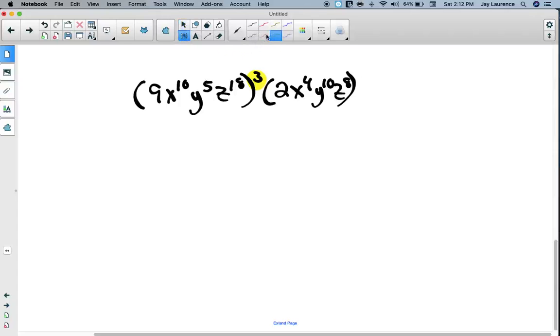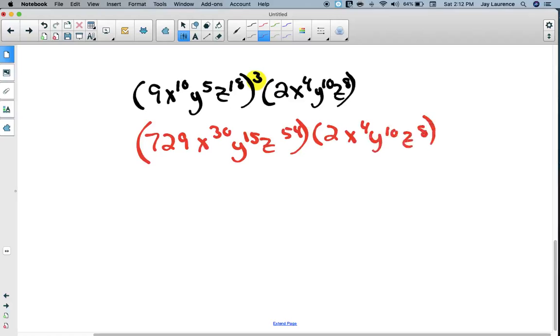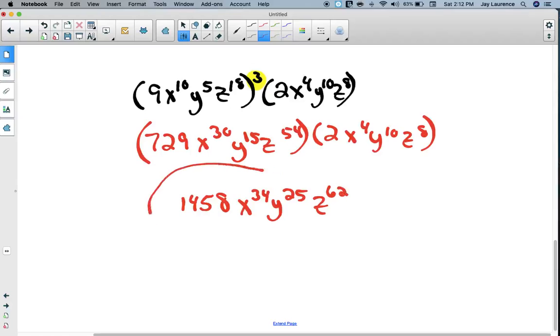So if you've done this one, looks like we're going to get 729, x to the 30th, y to the 15th, z to the 54th. Okay. I still have to multiply by 2x to the 4th, y to the 10th, z to the 8th. So 729 times 2 is going to be 1,458. X to the 34th, y to the 25th, and z to the 62nd. And that should be the answer.